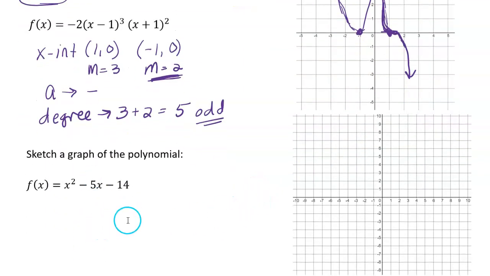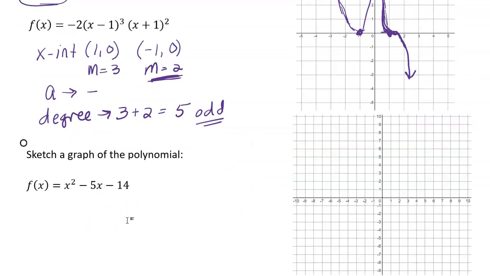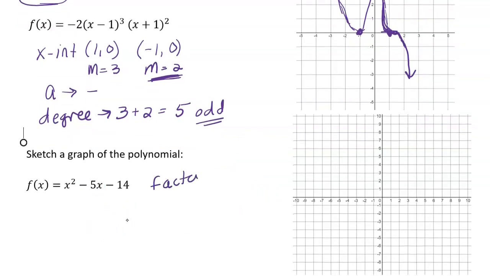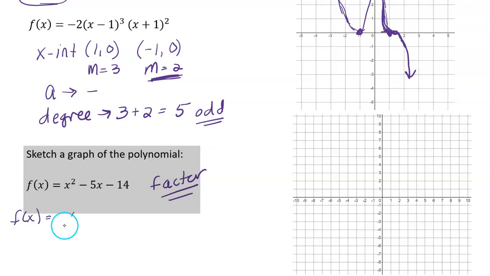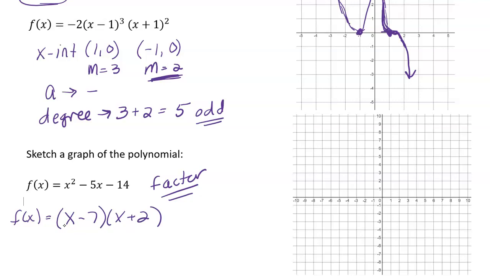So let's look at the next one here. Now the first thing is you want to get it in root form or factored form, okay? So you have to bring in your factoring here. And so this one does factor to x minus 7, x plus 2. All right, and you're going to have an x-intercept at 7 with a multiplicity of 1, and an x-intercept at -2 with a multiplicity of 1.